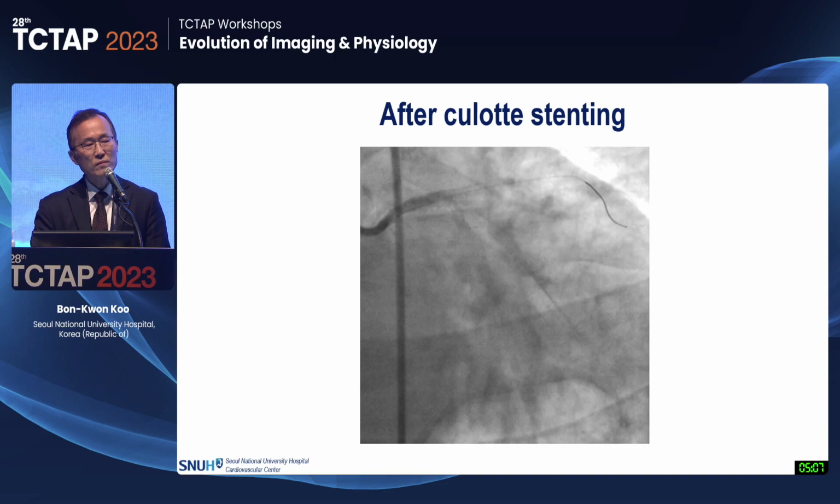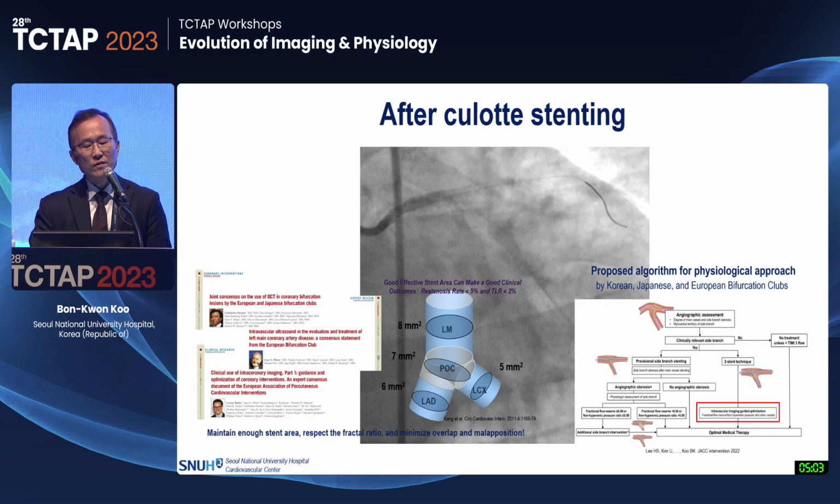But before you are satisfied with the angiographic results, you have to remind yourself that you cannot be satisfied with the angiogram, and recall these very beautiful images, image-based decision making. On your left side, you're looking at the physiological approach algorithm endorsed by the Korean, Japanese, and European Bifurcation Club. This is a physiological approach, but this endorses imaging more than physiology in the case of two-stent strategies.